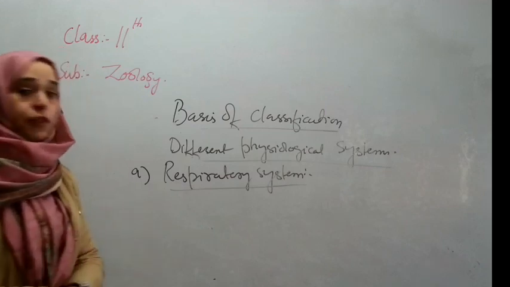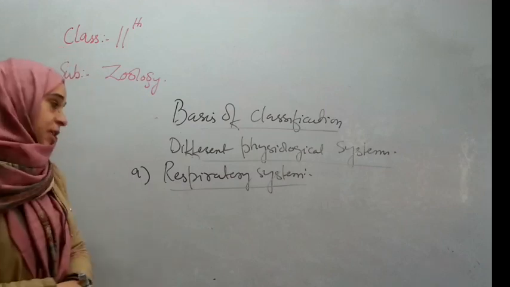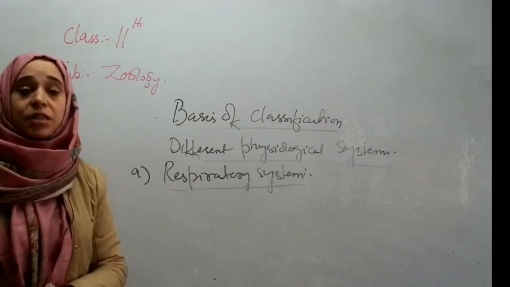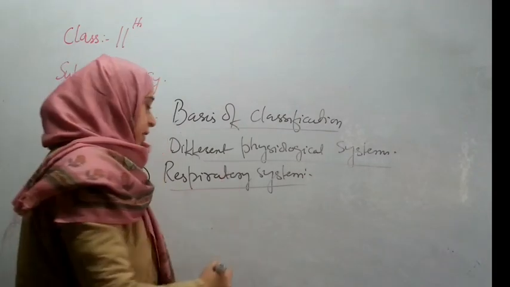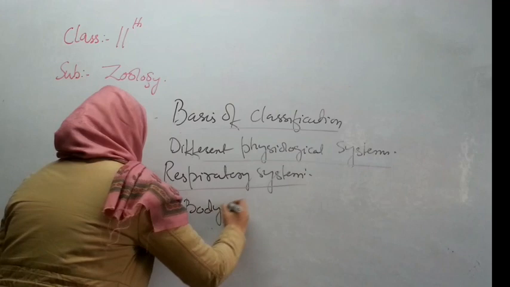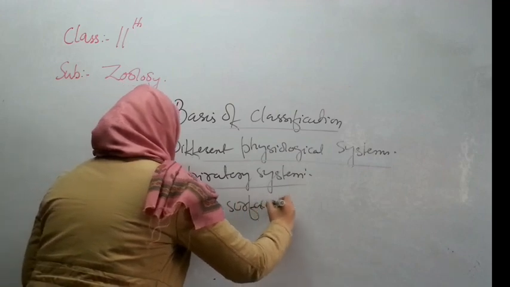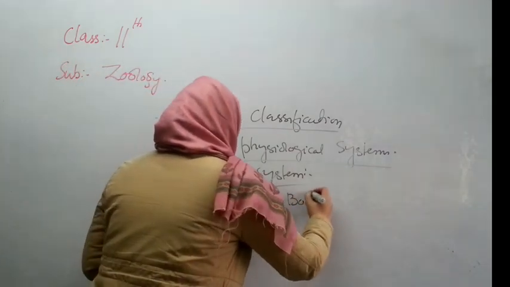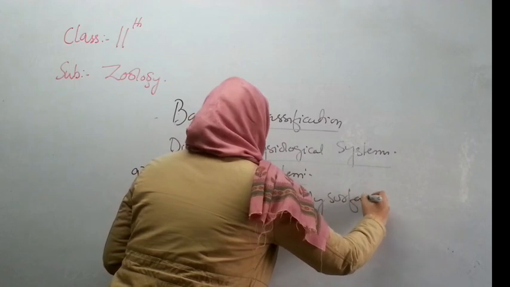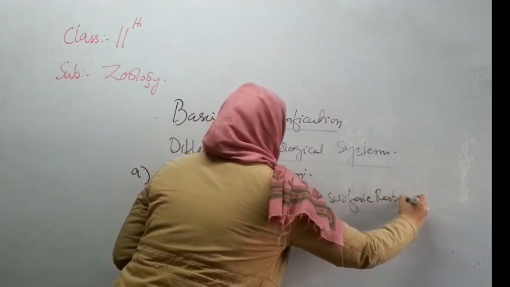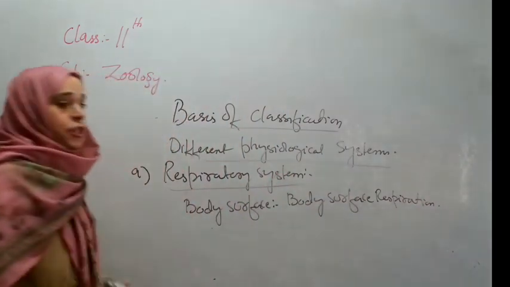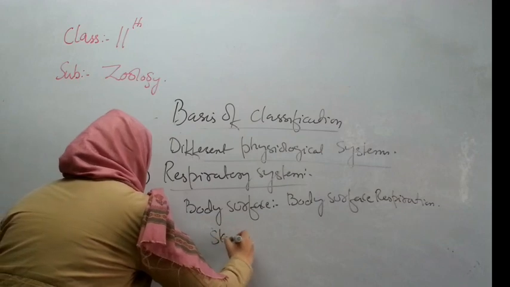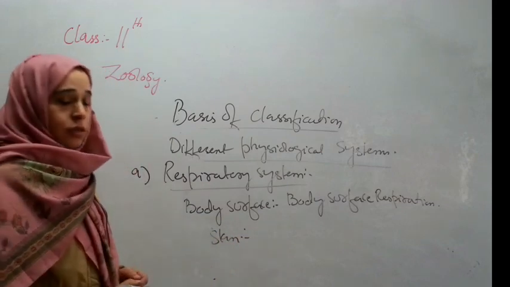Dear students, we have the classification of the different groups of animals on the basis of having different types of respiratory systems. There are certain animals which respire through the general body surface. And that sort of respiration is known as body surface respiration. Students, there are certain animals which respire through skin. That is known as cutaneous respiration.